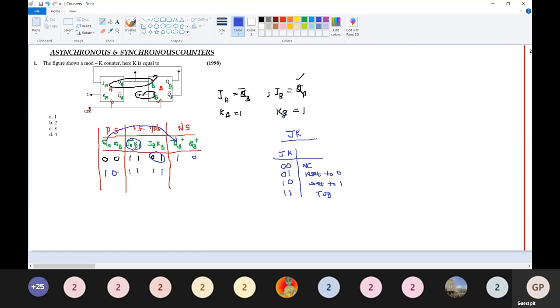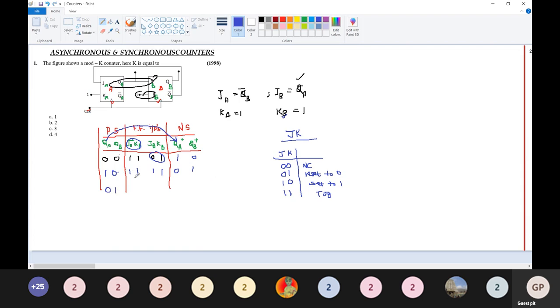So here JA, KA is 11. 11 is toggle. So here this 1, put it as 0. Here it is 0, put it as 1. That is, 11 toggle, 1 is toggled to 0. Here 11 toggle, 0 is toggled to 1. Okay. Now, this is the next state, 01.